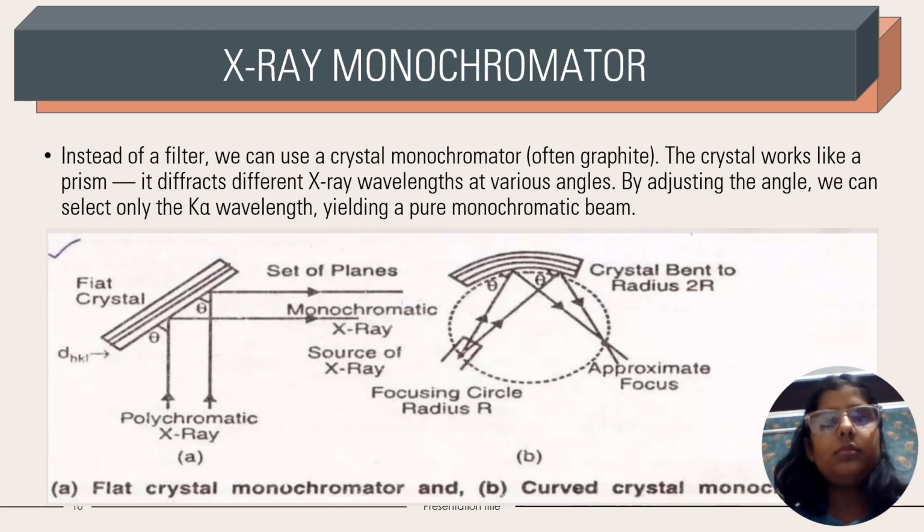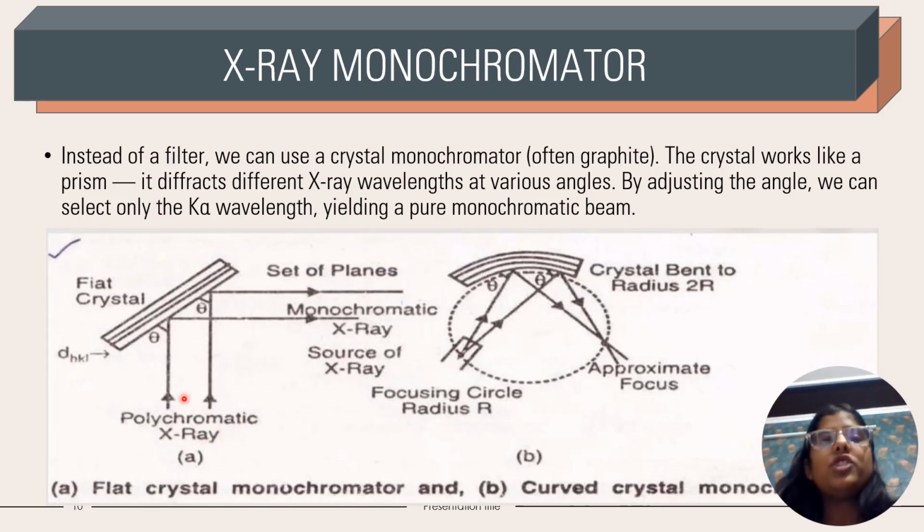So, here you can see a flat crystal monochromator. Here is a polychromatic X-ray beam, which means it contains many wavelengths, which strikes the crystal at a certain angle. The crystal has parallel atomic planes, here shown as the lines in the crystal, which have a d spacing of d_hkl. And according to Bragg's law, only those X-rays that satisfy the condition n lambda equals 2d sine theta will be diffracted at a specific angle theta.